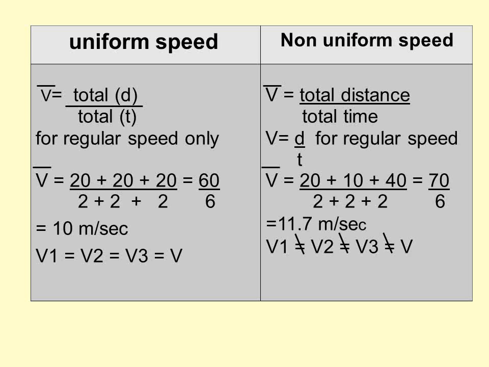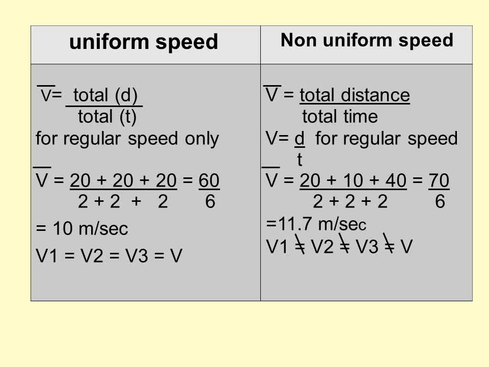So we have here average speed. The average speed for the regular body, or the body moving with uniform speed, equals the same speed at any time. We have another speed, non-uniform speed.